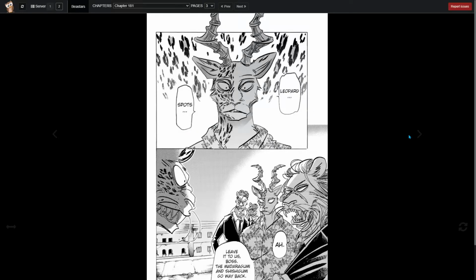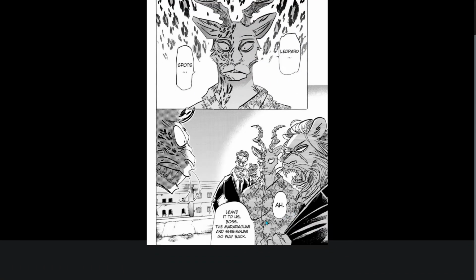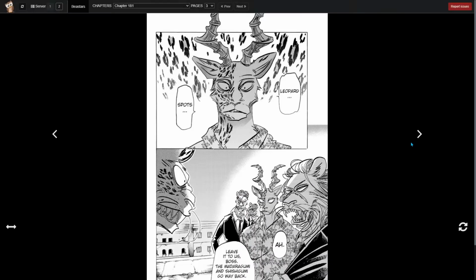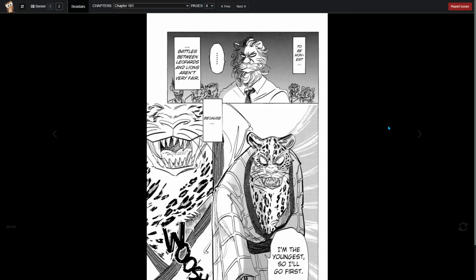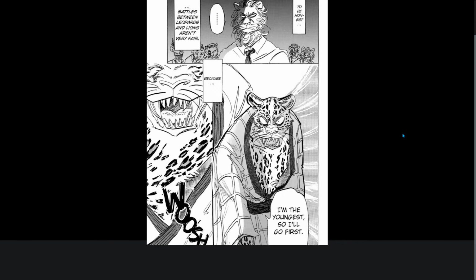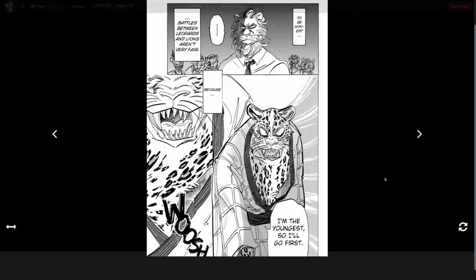Leopard spots? Leave it to us, boss. The Madaragumi and Shishigumi go way back. To be honest, battles between leopards and lions aren't very fair, because... Why is that? I'm the youngest, so I'll go first. Whoosh. What's happening? Is it his spots that are moving?